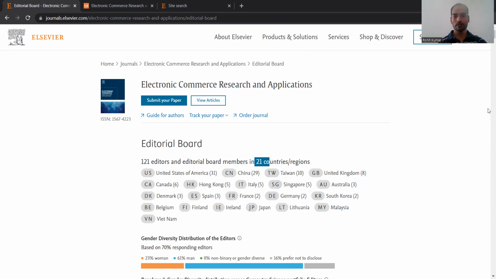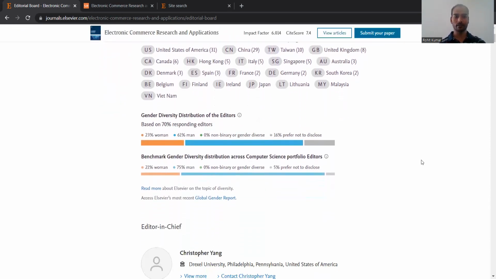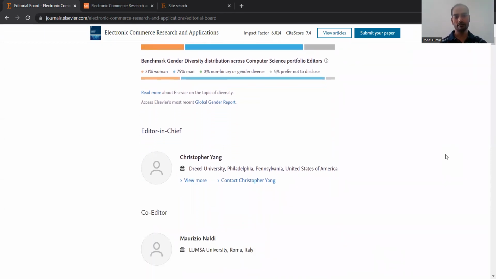Now coming to the gender diversity distribution. It is the first time I'm seeing this, because usually journals don't provide this. Here you can see that 23% are women, 61% men, 0% non-binary or gender diverse, and 16% prefer not to disclose. If you split that 16% equally between both categories, the ratio of women comes close to 30%. So you can say it's very good gender diversity here, and perhaps that's why they have shown it.